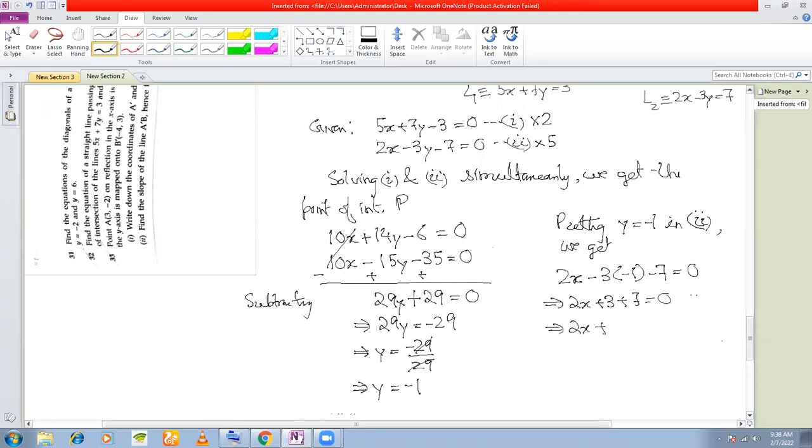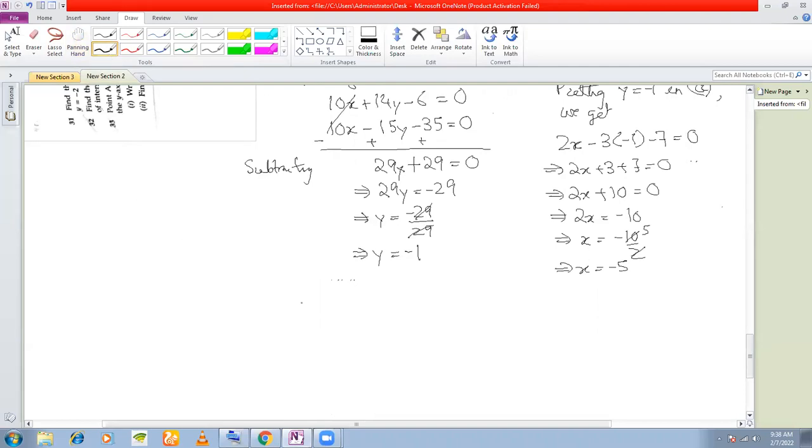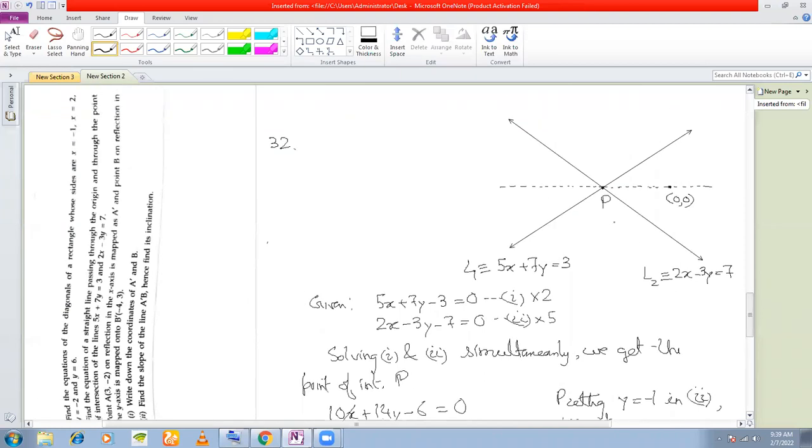Means you get 2x plus 10 is equal to 0. That means you get 2x is equal to minus 10. That means you get x is equal to minus 10 by 2. That means you're getting x is equal to minus 5. You can see, right? So we have got x is equal to minus 5 and y is equal to minus 1. Therefore, the point of intersection P of the lines L1 and L2 is minus 5, minus 1, right? So we have got this point of intersection, minus 5, minus 1.